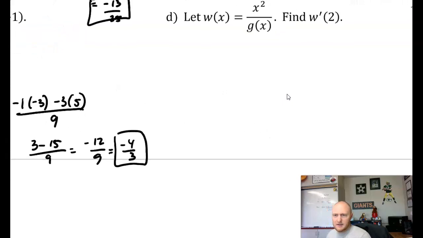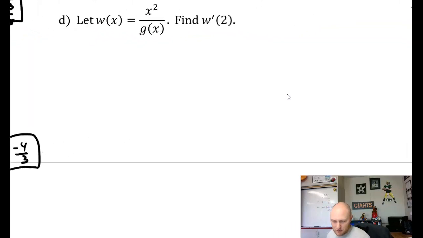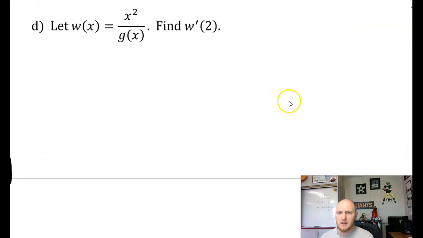All right. Last example, here you go. Let w of x equal x squared over g of x, and we want to find w prime of 2. This is an example for you. Please pause the video, and I'll go ahead and give you feedback here in a moment.